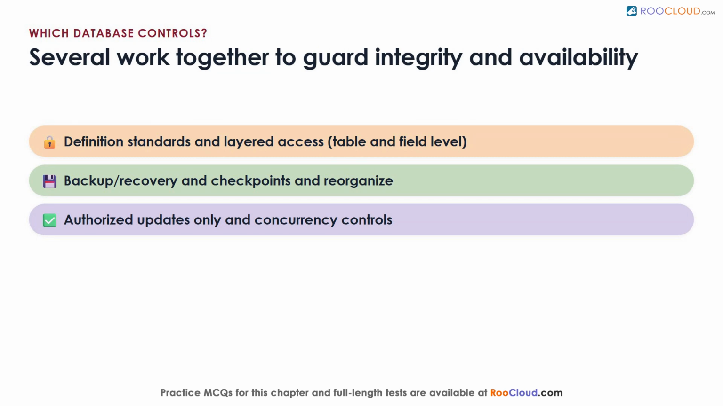Handle concurrency so two users cannot corrupt the same record. Build accuracy and consistency rules into the table definitions themselves. That way, no programming flaw can bypass them. Use checkpoints to limit data loss after a failure. Reorganize to reclaim space and verify relationships.